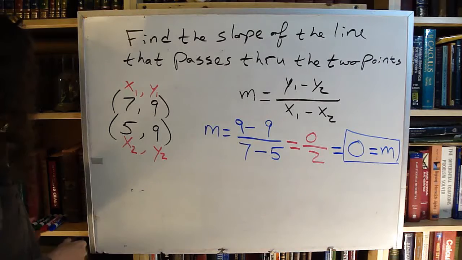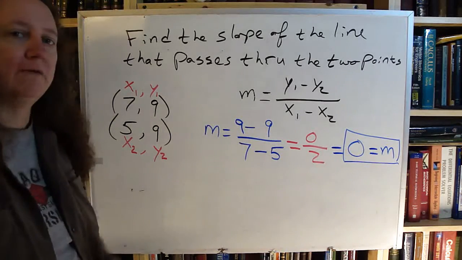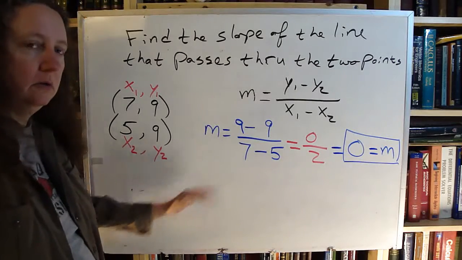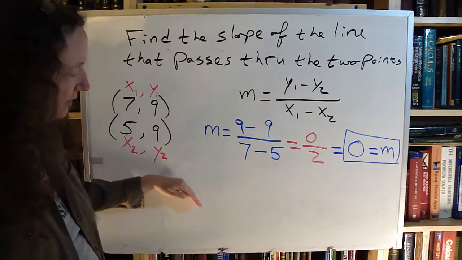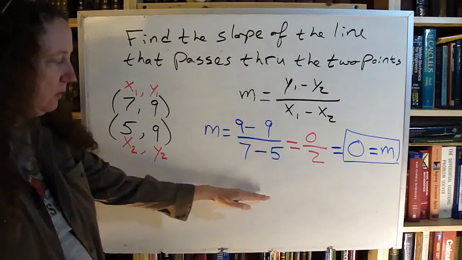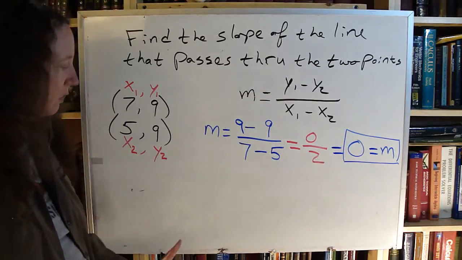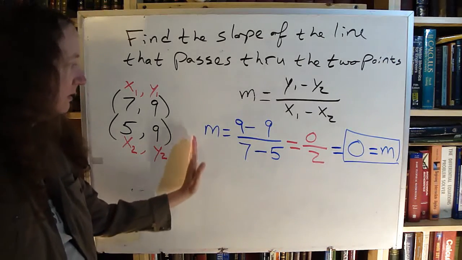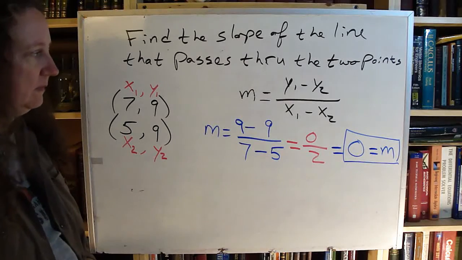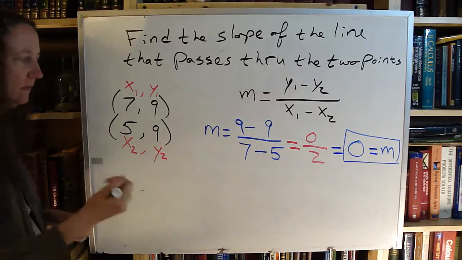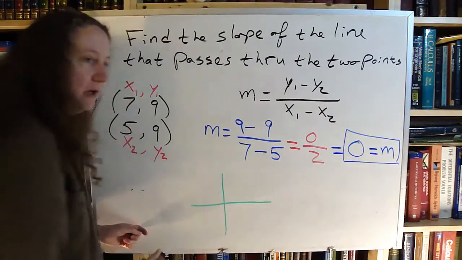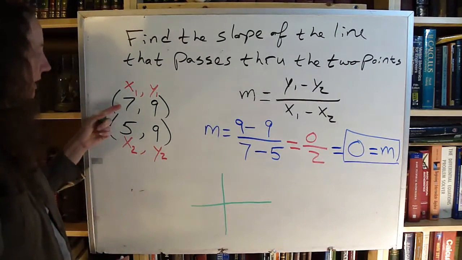What kind of graph would this be? Would this be a line going up? Would this be a line going down? Would it be a flat line going horizontal? Or would it be a vertical line going straight up and down? If you're not sure, graph the 2 points.